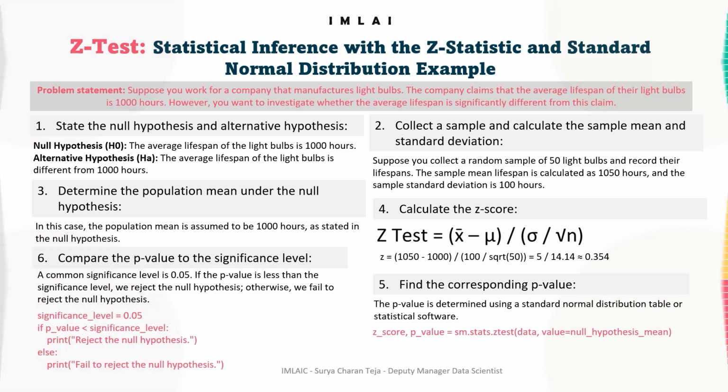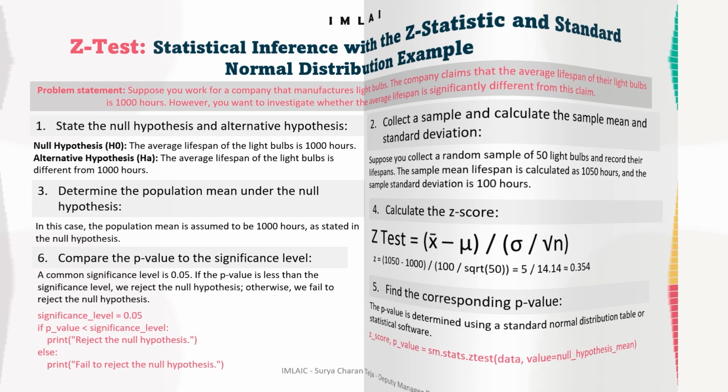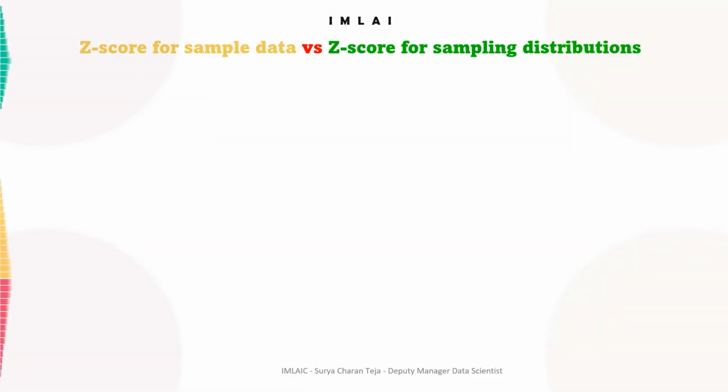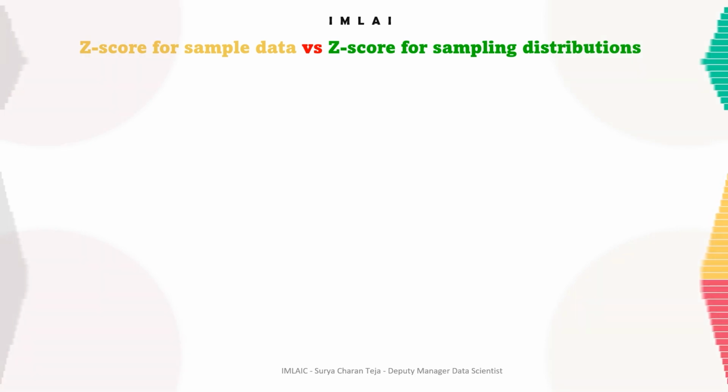Even if you search on the internet, you will find two different formulas for the z-score. Why is that? This question is going to be answered in the following slide. So, z-score for sample data versus z-score for sampling distribution.